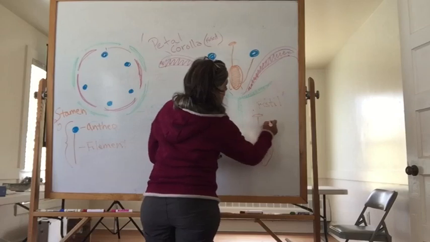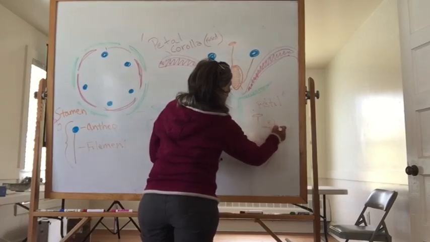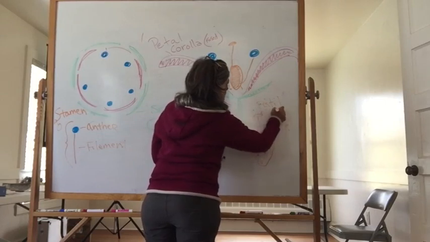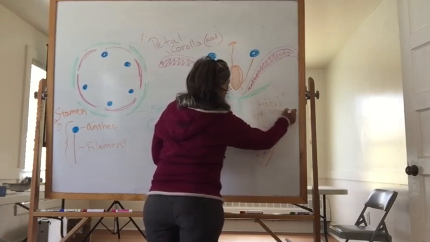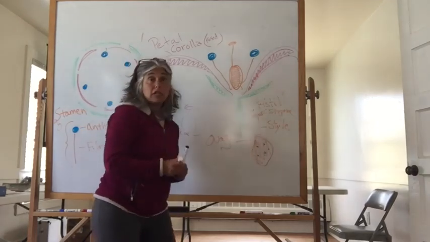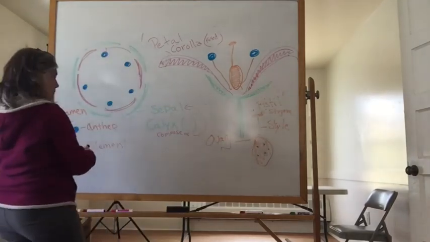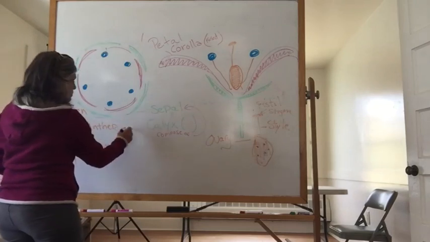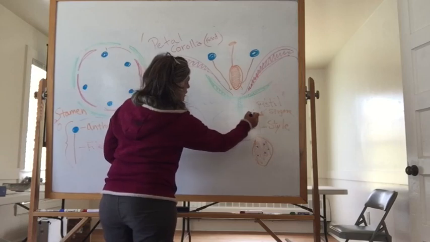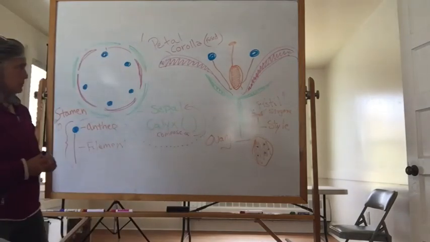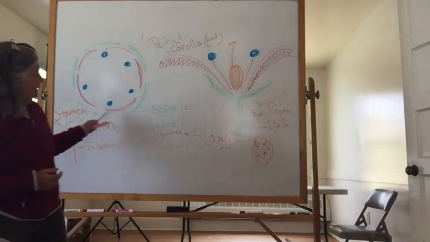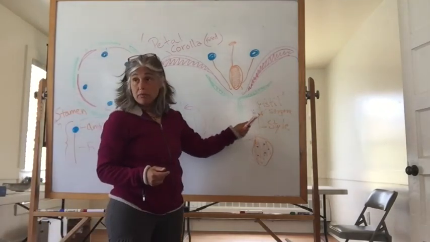This is the style, and this is the stigma. Okay, so basically the stigma is the sticky receptive part that the pollen lands on. Right? So the pollen gets on the stigma from some insect.